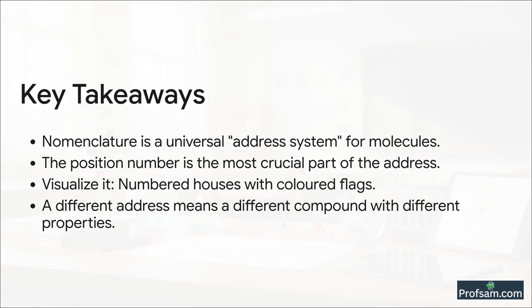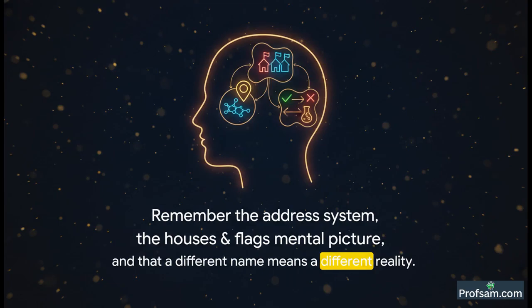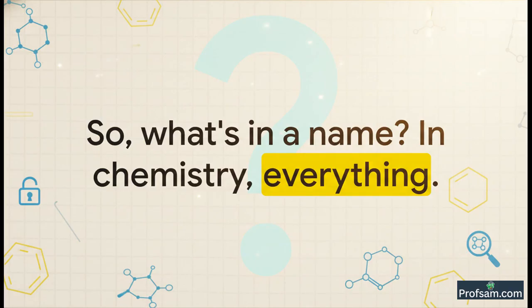And fourth, and most importantly, a different address means a different compound with totally different properties. So please, just remember these things: the address system idea, the picture of houses and flags, and the fact that a different name means a different chemical. If you can keep these in mind, I promise you, this topic will feel so much easier when you see it in the exam. So I'll leave you with this question.